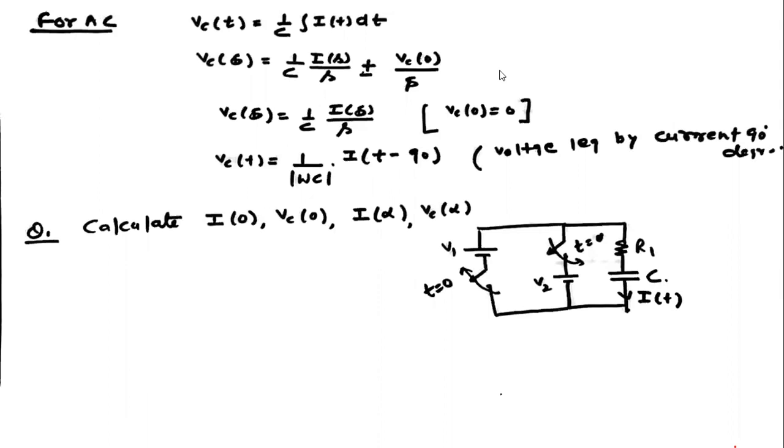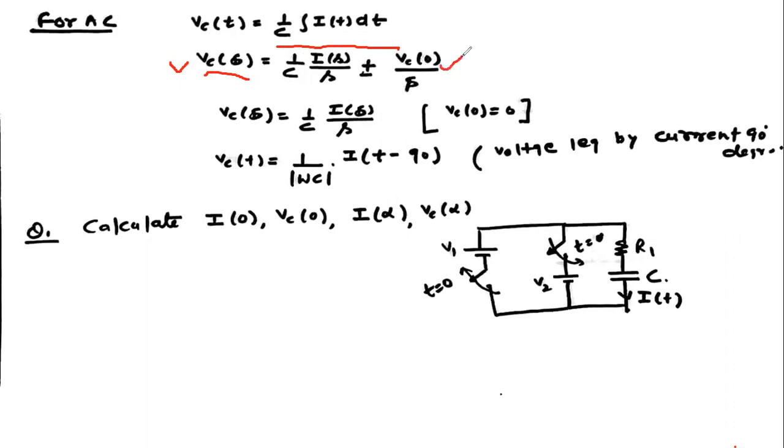So now next we are representing the behavior of the capacitor for the AC circuit. The basic relation is vC(t) equal to 1 upon C integral of i(t) dt. If we take the Laplace transform of this equation, where s is representing j omega, we get 1 upon C times I(s) upon s, plus or minus vC(0) upon s.